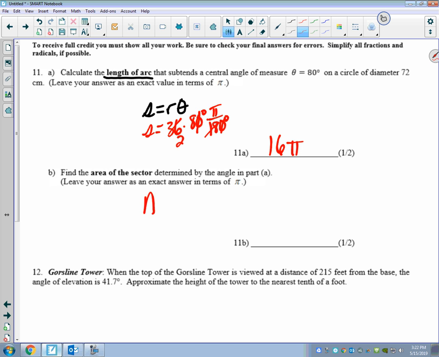Area of a sector is 1/2 r squared theta. Again, where theta is in radians. So r is still 36. And our theta here was what? 8 pi over 18, which is the same as 4 pi over 9. And then I would just use my calculator there without putting pi in it, and you should get 288 pi.